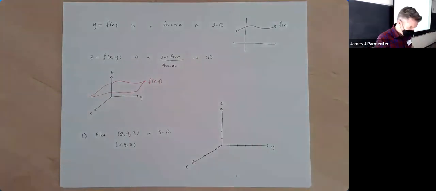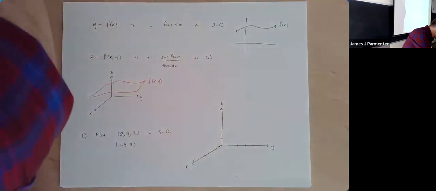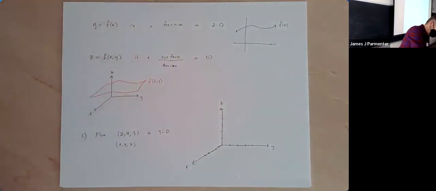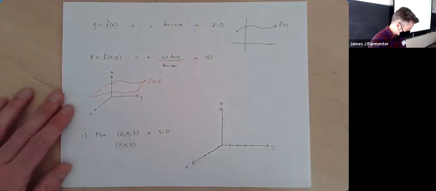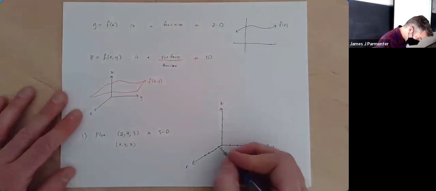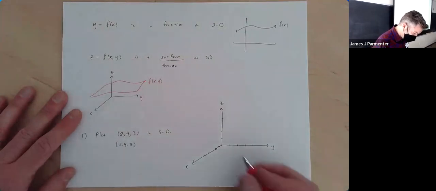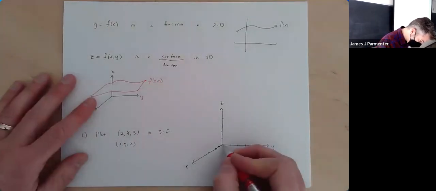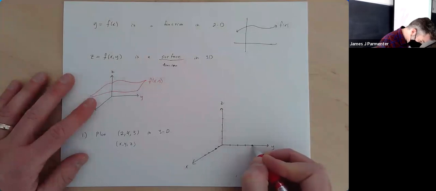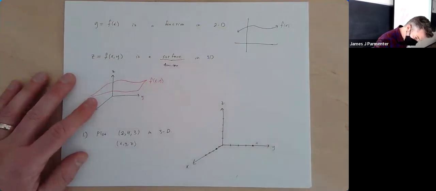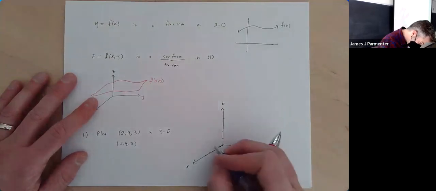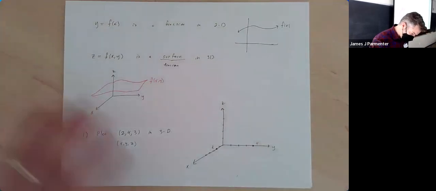So let's see. Let me grab some other colors too. We'll have a ruler too. Okay. So if I try and plot this point 2, 4, 3, I'm going 2 in the x direction, 4 in the y direction, and I'm using all my colors here, and 3 in the z direction.